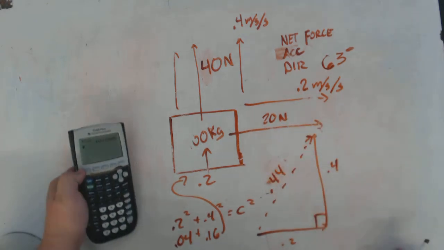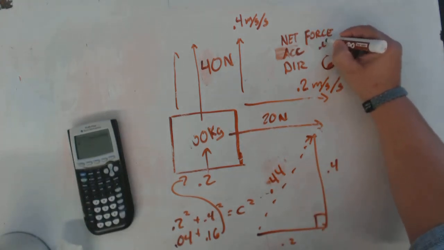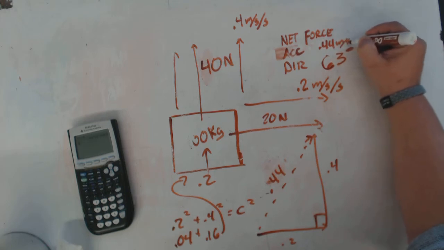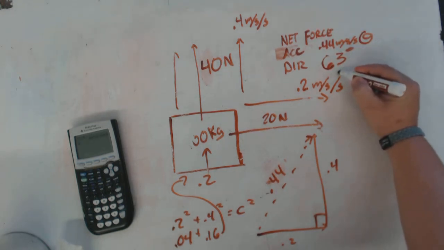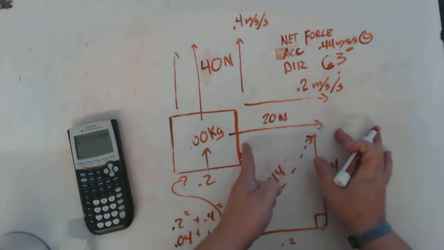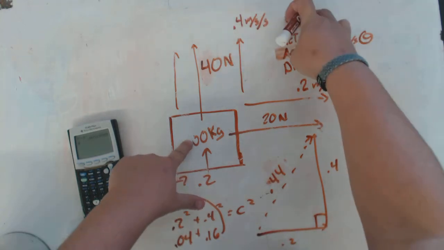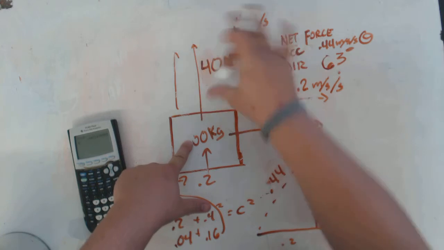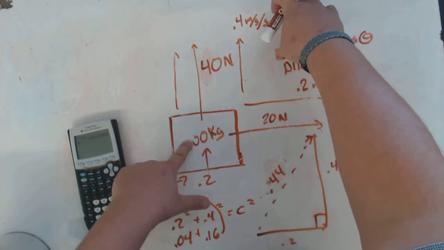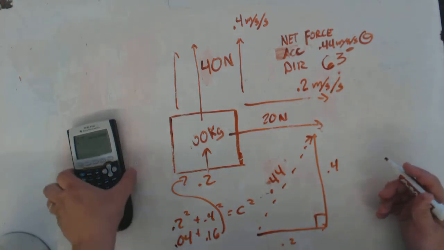Okay, so that means that the net acceleration of this object is going to be 0.44 meters per second squared at 63 degrees. Now, we did find it to be 0.2 this way and 0.4 that way, but what we're really looking for is how much is it going to accelerate this way. Okay, so taking into account both of those, we're going to end up with an acceleration of 0.44 in that direction at 63 degrees.